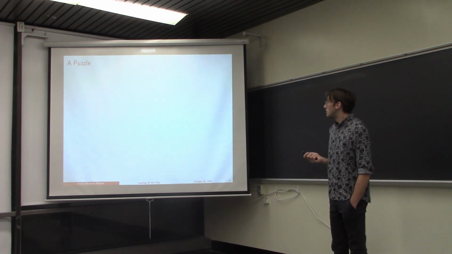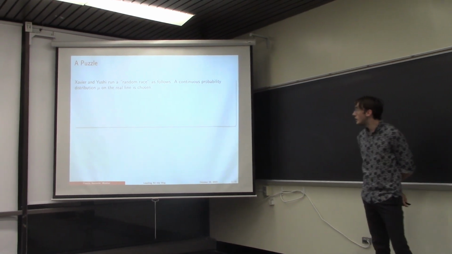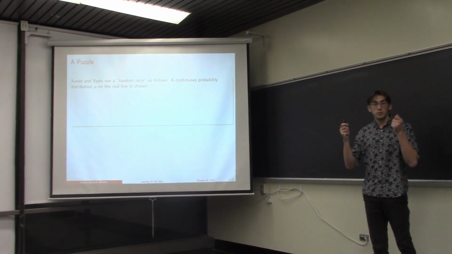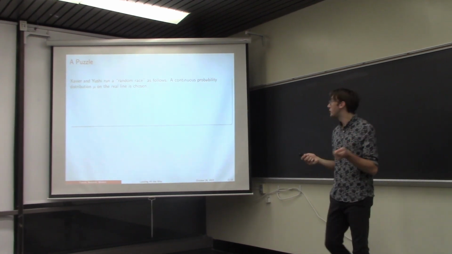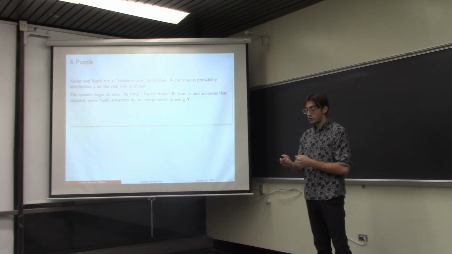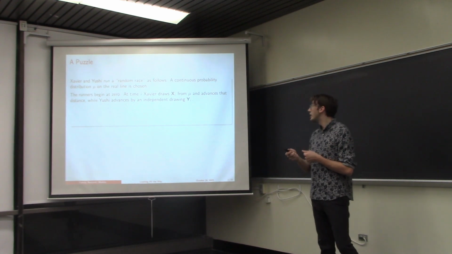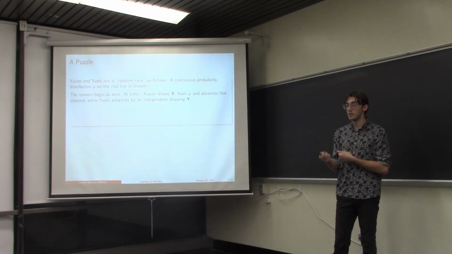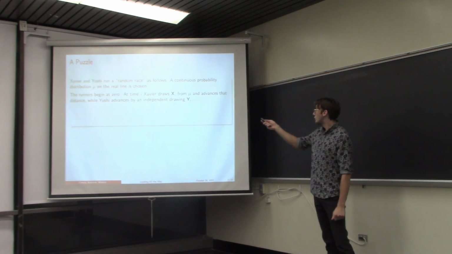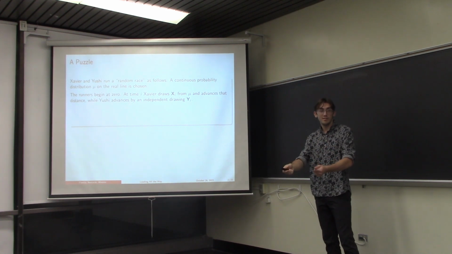We're going to start with the puzzle. Here's the puzzle. So Xavier and Yushi run a random race. This is how it works. First you pick a continuous probability distribution, mu. And the two runners, Xavier and Yushi, begin at 0. And each time they draw independently from this distribution. So Xavier chooses xi, and Yushi chooses yi, and they both advance that amount.